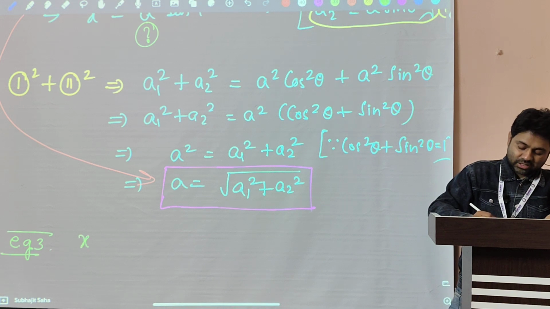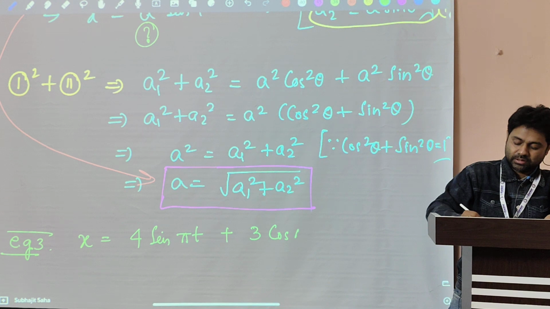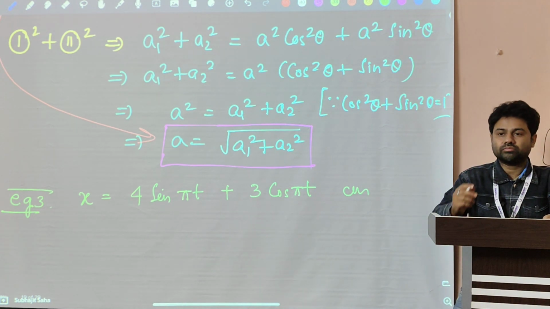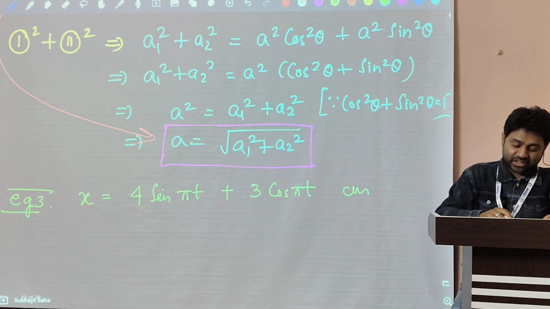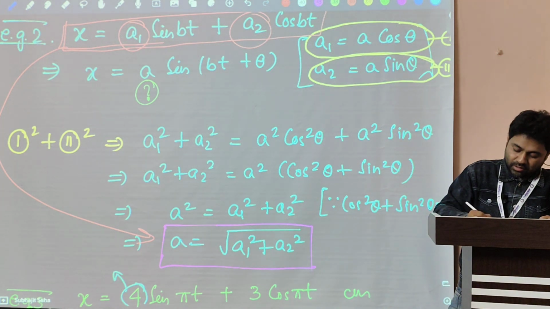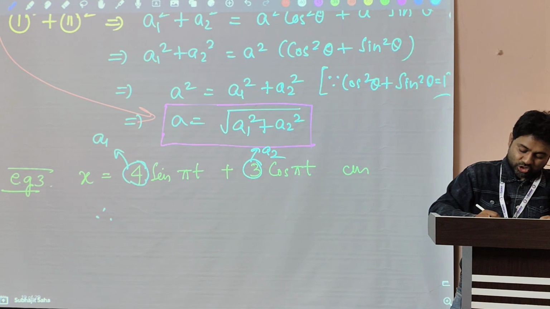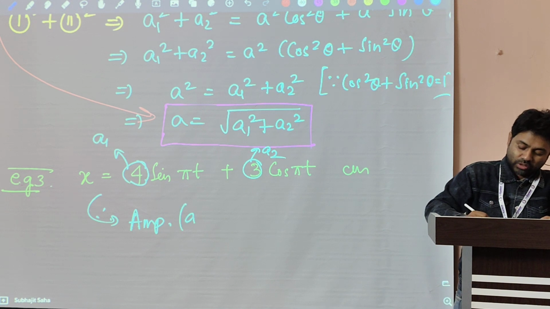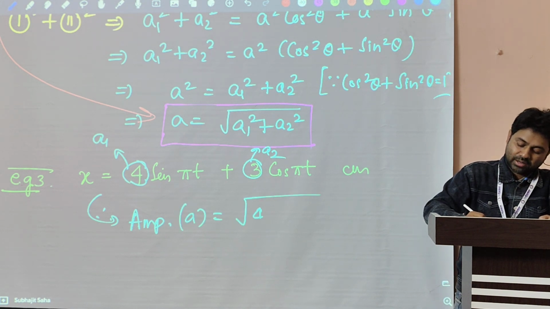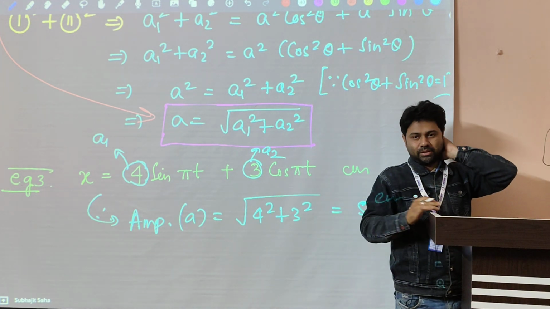Suppose displacement of a particle is given by 4 sin pi t plus 3 cos pi t centimeter. By comparing it with the given form, the orange boxed form, you can say that 4 is a1 and 3 is our a2. So amplitude of this joint SHM would be root a1 square plus a2 square, that is root 4 square plus 3 square. By Pythagoras, that's 5.